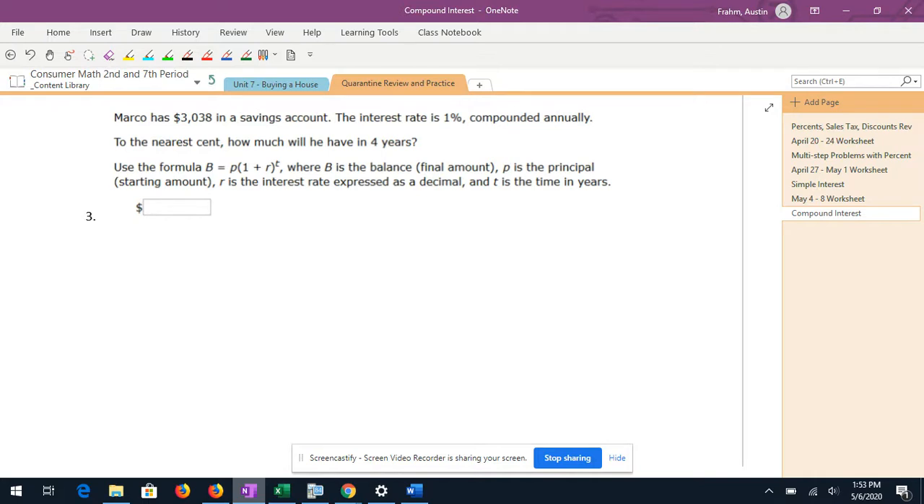So number 3 says Marco has $3,038 in the savings account. The interest rate is 1% compounded annually. To the nearest cent, how much will he have in 4 years?